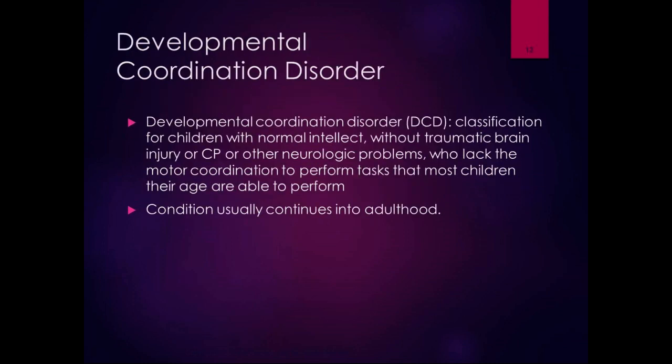So there's a developmental disorder called developmental coordination disorder. Children have normal intellect without traumatic brain injury or CP or other neurological problems, but lack the motor coordination to perform tasks that most children their age are able to perform. And the condition usually continues into adulthood.